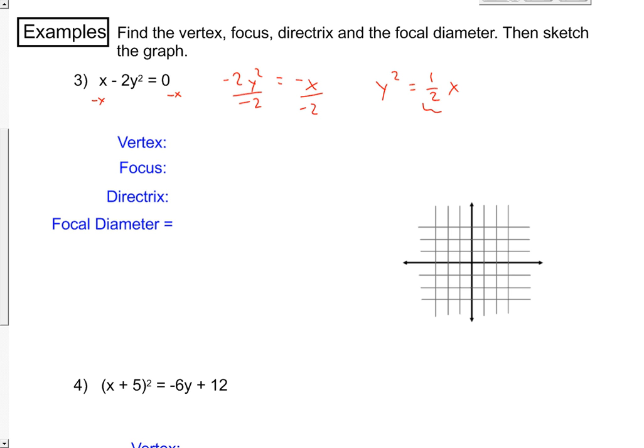So this right here is my 4p value. So it's a fraction, but that's all right. So 4p equals 1/2. I'm going to divide by 4, and I get p equals 1/8. All right. This was y squared, so this is a horizontal, and p is positive, so it's horizontal opening to the right.